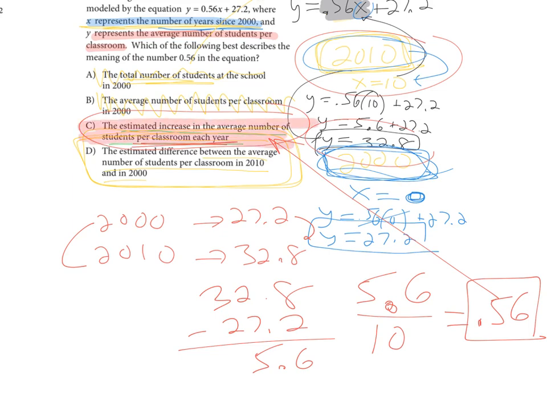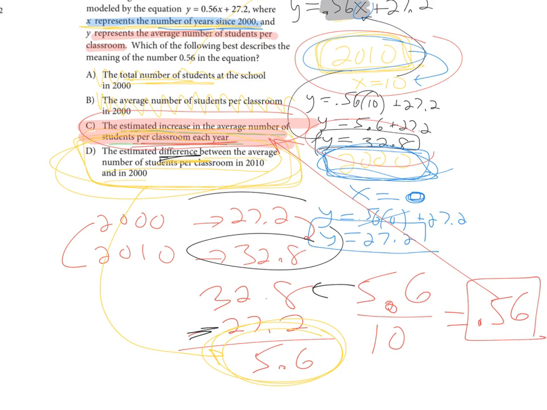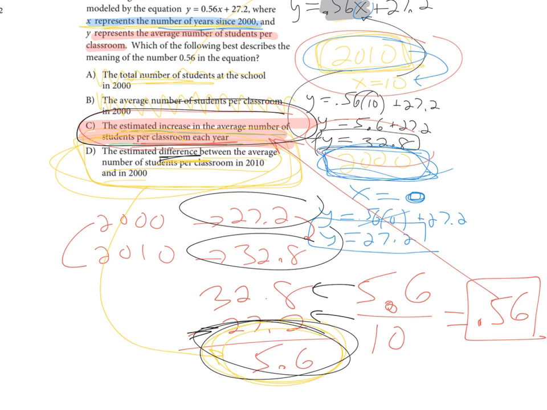Letter D, the estimated difference between the average number of students per classroom in 2010 and in 2000. See, letter D is actually this 5.6 number. The estimated difference, that's why we subtracted, between the average number of students in 2010, that was 32.8, and the year 2000, 27.2. So letter D is actually 5.6. So that's not correct. Here our answer is letter C, the estimated increase in the average number of students per classroom each year.